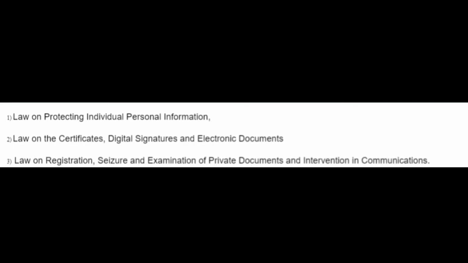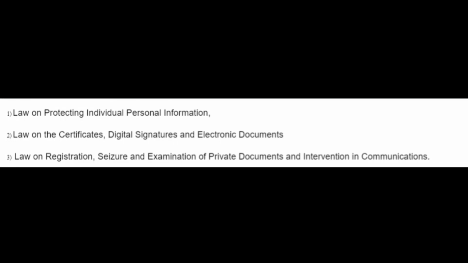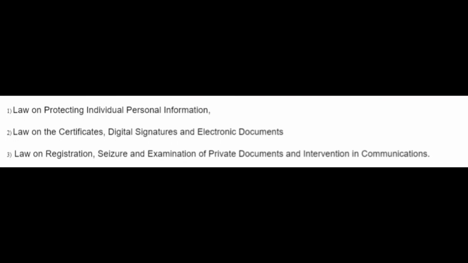Law on Protecting Individual Personal Information. The second one, Law on the Certificates, Digital Signatures and Electronic Documents. And the third one, Law on Registration, Seizure and Examination of Private Documents and Intervention in Communication. These are some of the cyber laws that have been enacted according to the law that I have just mentioned.